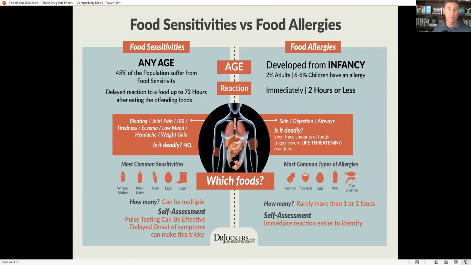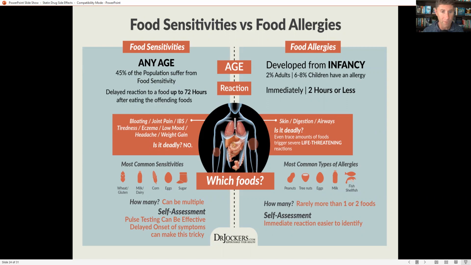Now, food sensitivities, they are different than food allergies. Food allergies are very quick, right? And possibly life-threatening. So you know immediately if you have an egg allergy, okay, your lips start swelling up. Okay, your heart starts racing. So you could have anaphylactic shock by eating something that you're allergic to, like peanuts or whatever it is. Whereas food sensitivity can take up to 72 hours before you actually notice any symptoms.